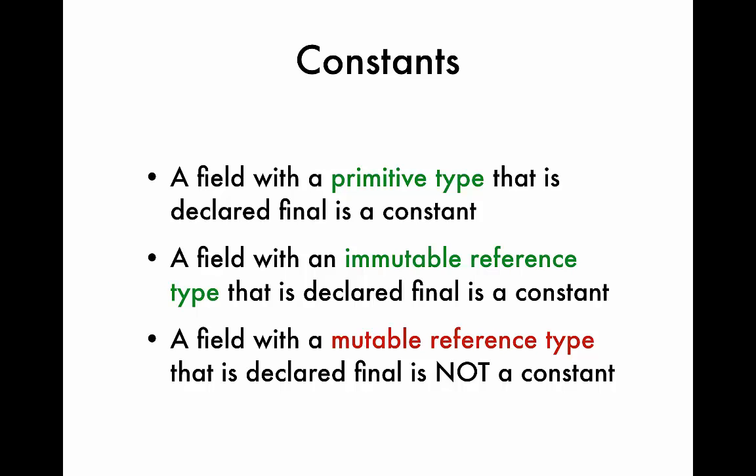Variables or fields with reference types have two values, a reference value and an object value. If the field is declared as final, that means its reference value can't change. So it's always pointing to the same object. And if the field has an immutable type, that means that the object it points to can't change either. Therefore, a final field with an immutable type always points to the same unchanging object.